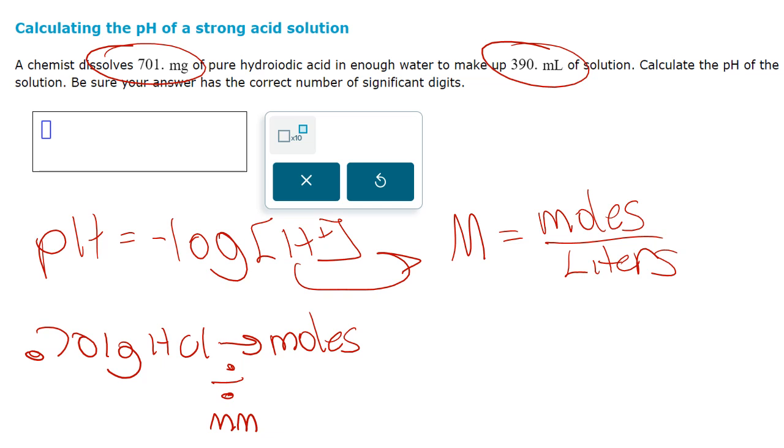So the molar mass of hydrochloric acid is 35. I'll just look it up here. 35.45 plus 1.01, so we have 36.46. So that's how you find moles, not too tough. 0.701 divided by the molar mass, 36.46.